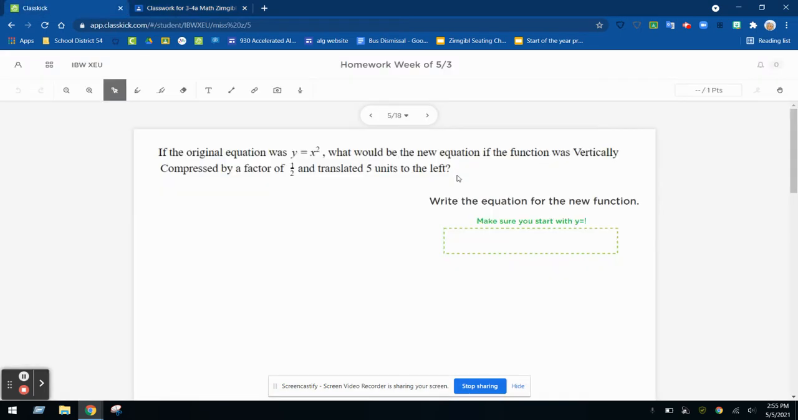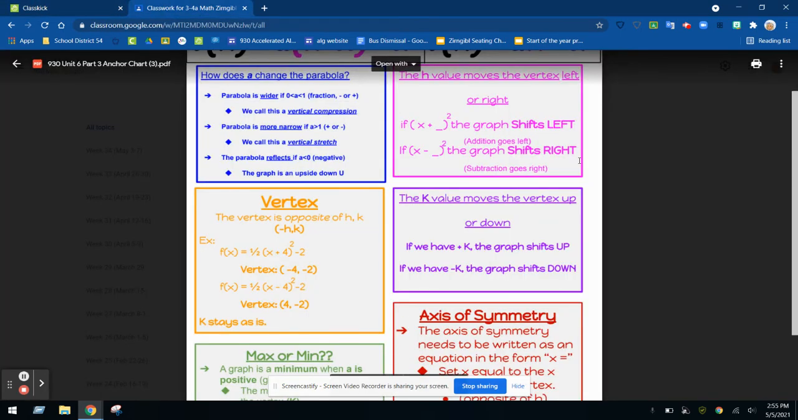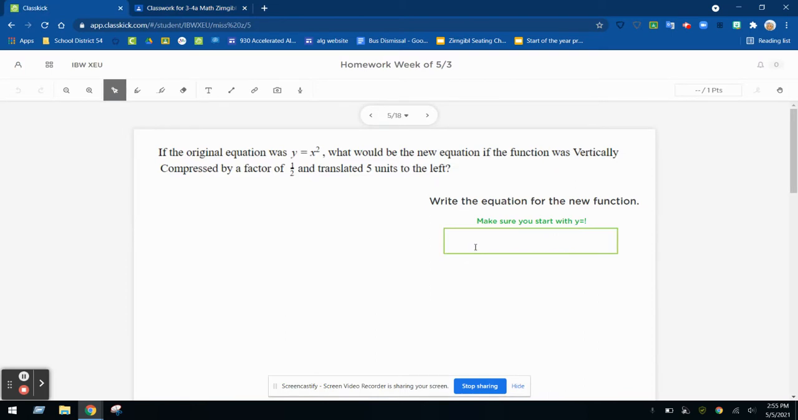And then if I want to go to the left, I need to add inside my parentheses. So I'm going to start with y equals, but now we have a factor of 1/2, then in our parentheses, we're going to have (x plus 5) squared. So now I can see that I have that vertical compression and the 5 units to the left.